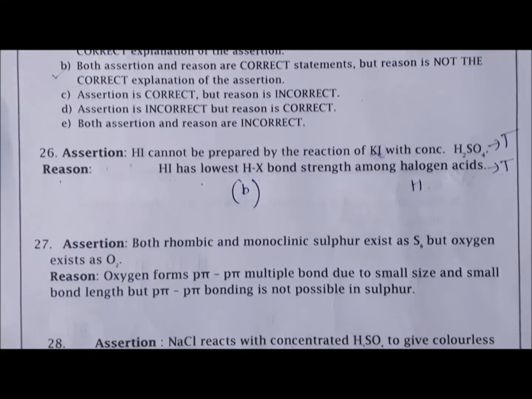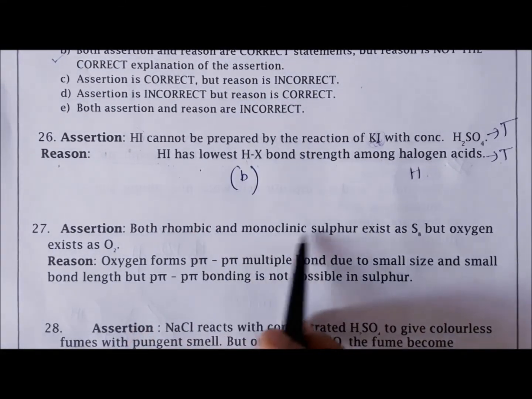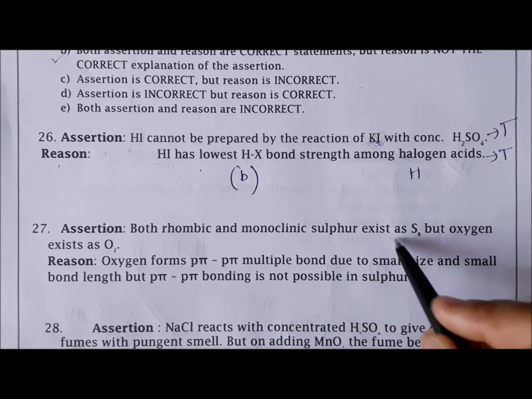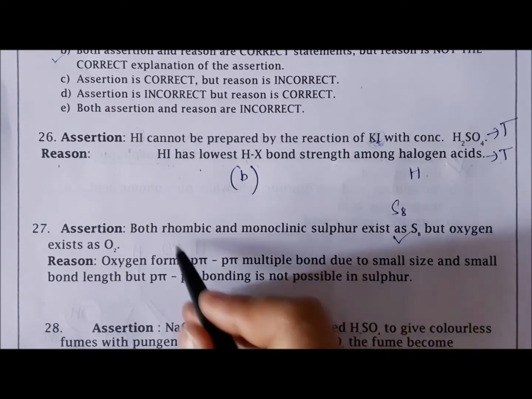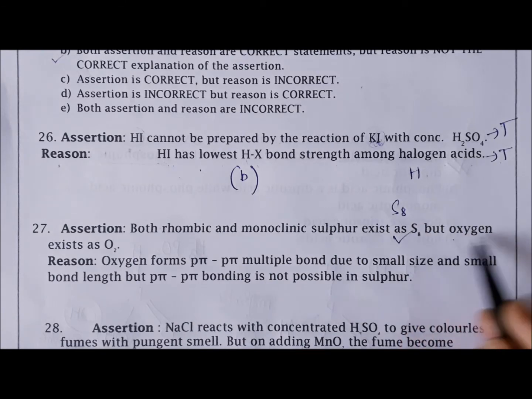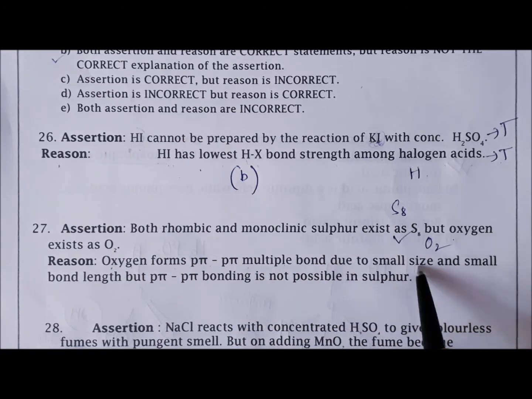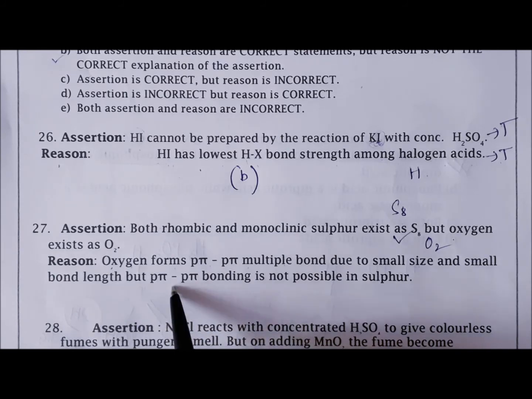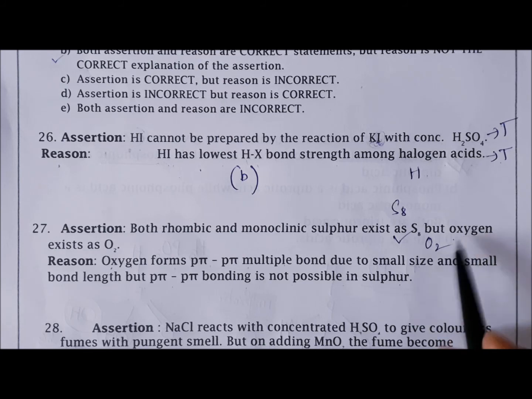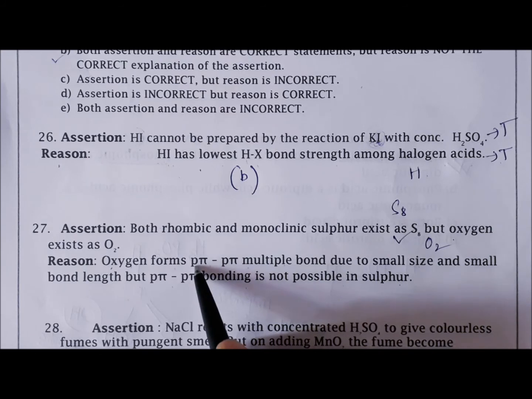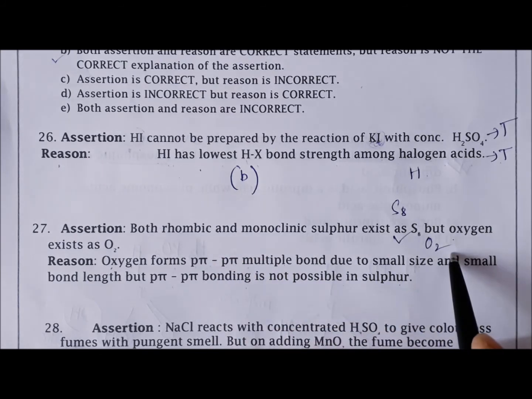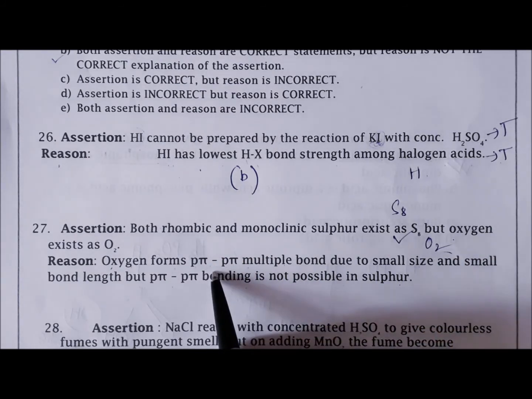Now next is the assertion: both rhombic and monoclinic sulfur exist as S8. Rhombic, monoclinic, yellow color, so S8, but oxygen exists as O2. Reason: oxygen forms p-pi multiple bonds due to small size and bond length, but p-pi bonding is not possible in sulfur. So oxygen exists as a diatomic molecule. Yes, it's correct, because oxygen can form p-pi bonds.